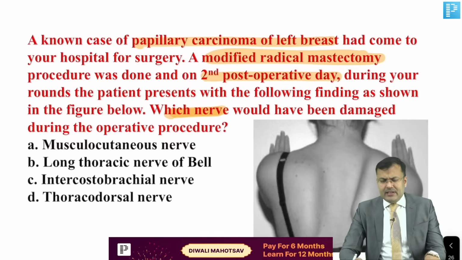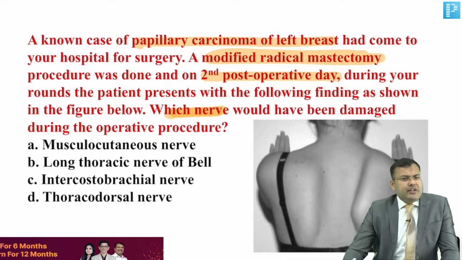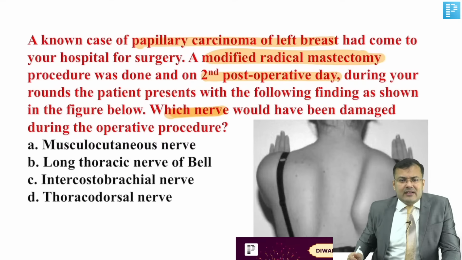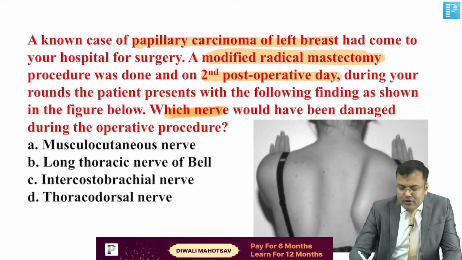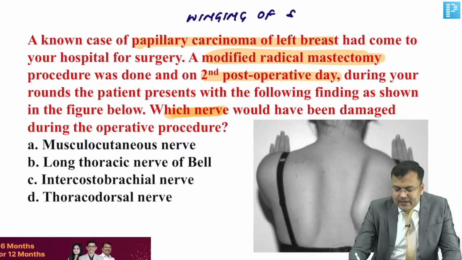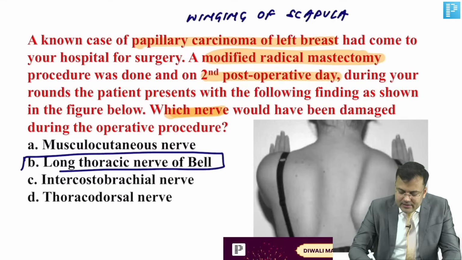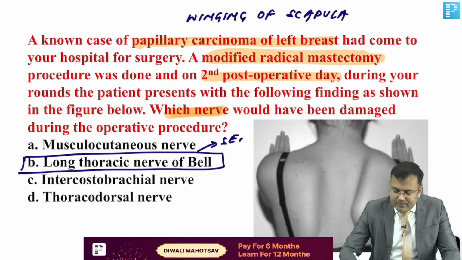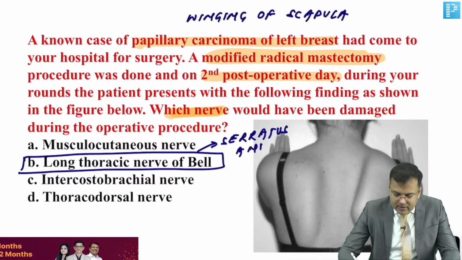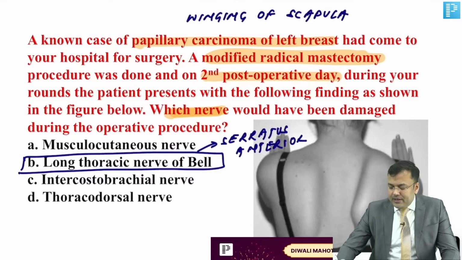Which nerve? Everybody knows the correct answer. Guys, tell me which nerve? It is because of injury of long thoracic nerve, and you know this long thoracic nerve supplies serratus anterior. So, this is winging of scapula. What's the diagnosis here? There is winging of scapula, there is injury of long thoracic nerve, and this nerve supplies serratus anterior. Clear? Correct, guys? Correct. Option B. Now, see the next question.